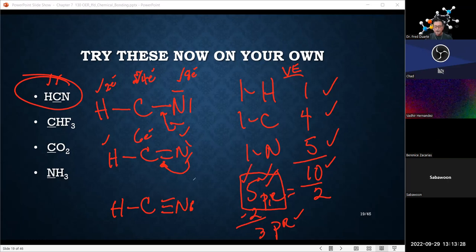Now we check the octet. Nitrogen is still good, okay? We have 1 lone pair on the nitrogen, and then 3 pair being shared with the carbon, so nitrogen's good. Hydrogen is always good to go.